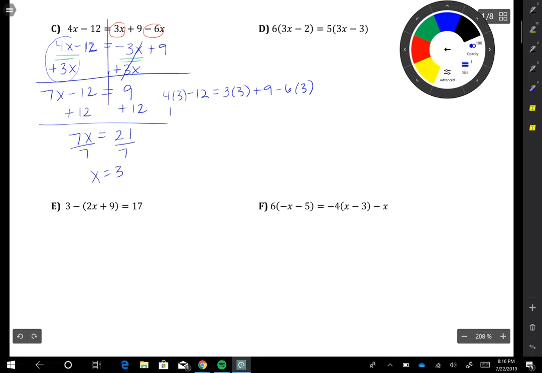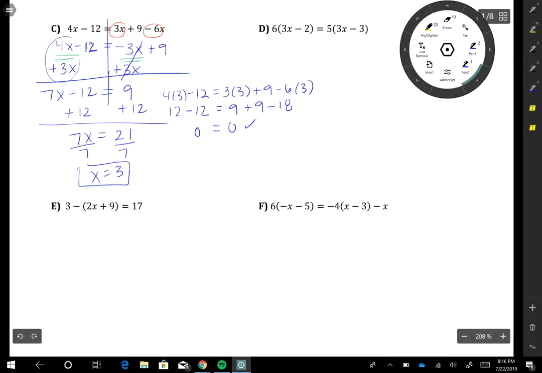4 times 3 is 12, and then I have minus 12. And then I have 3 times 3, 9, plus 9, minus 6 times 3, which is 18. So sure enough, 12 minus 12 is 0, and then I have 9 plus 9, which is 18, but then minus 18 is 0 as well. So x equals 3 is my solution.